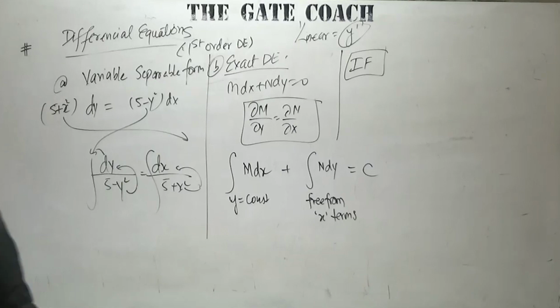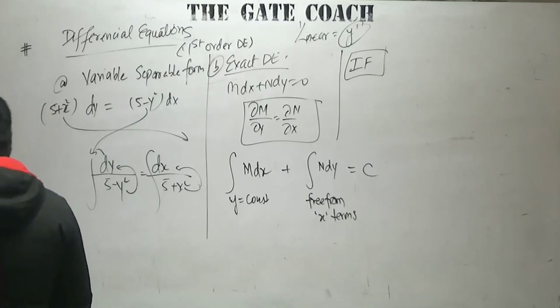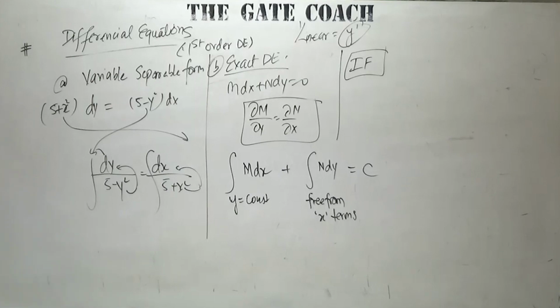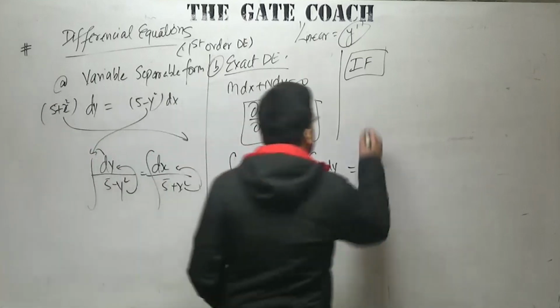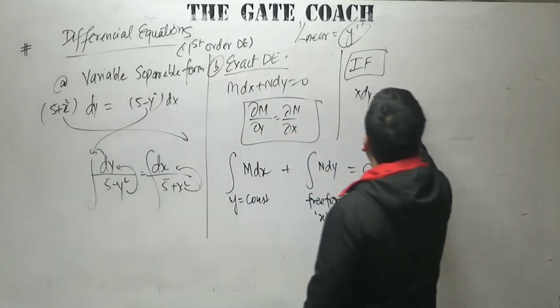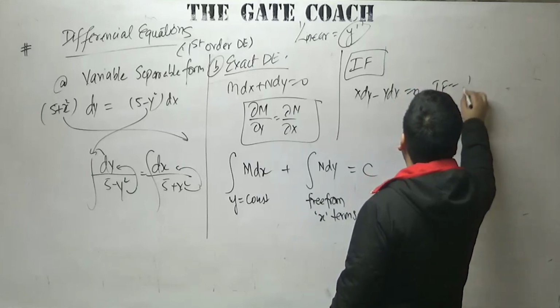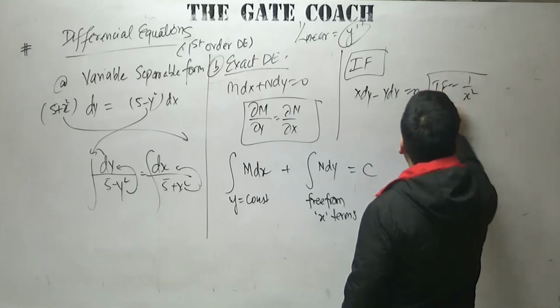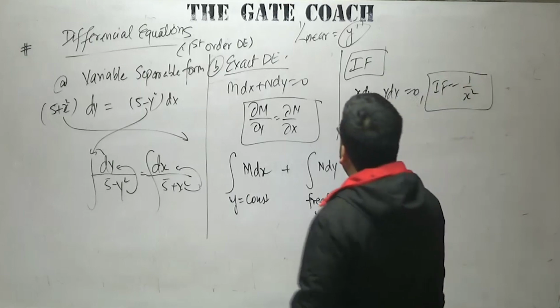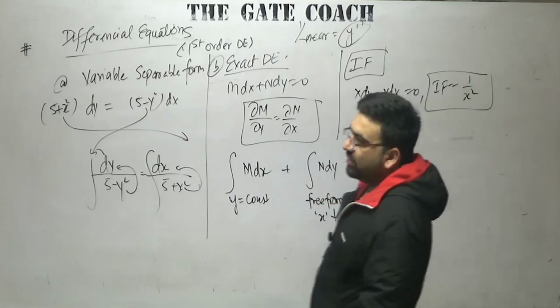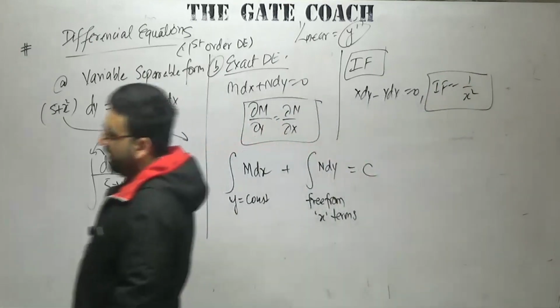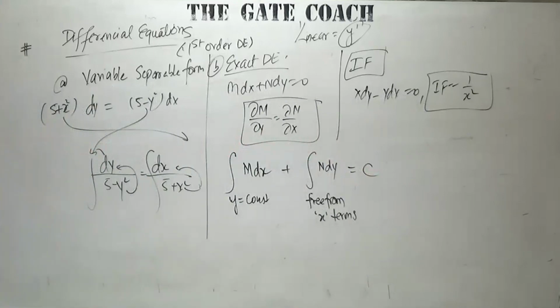The first method is called the inspection method. In this inspection method, if x dy minus y dx is equal to 0, the integrating factor is 1 upon x square. One upon x square is the integrating factor. Similarly, if we have y dx minus x dy equal to 0, the integrating factor is 1 upon y square. So this method is called the inspection method.